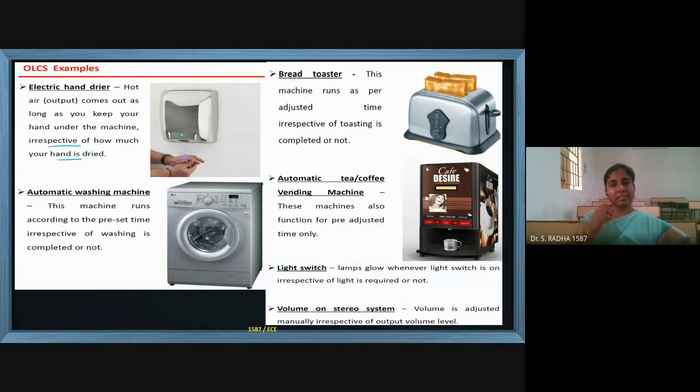And the light system, the glow brightness of the light will be the same, irrespective of the light required by the user. Whatever the model or type of the light you are using, it is prefixed to give that brightness, and it will operate based on that, irrespective of the user requirement. All these are open loop systems. Volume on a stereo system is adjusted manually, irrespective of the output volume level.